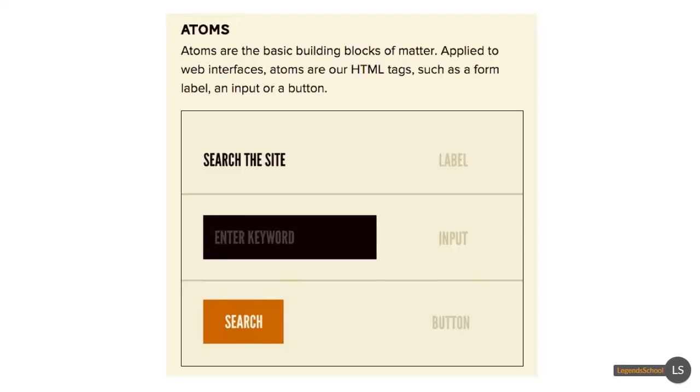Atoms are the basic building blocks of matter. You can apply atoms to web interfaces. Think of them as HTML tags, such as a form label, an input, or a button. You can see that these atoms, when taken separately, are not very useful.